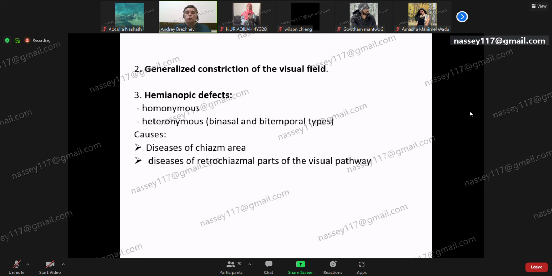Also, most of the disorders are irreversible. We can just stop the progress, but it's very difficult to improve such a loss of visual field.